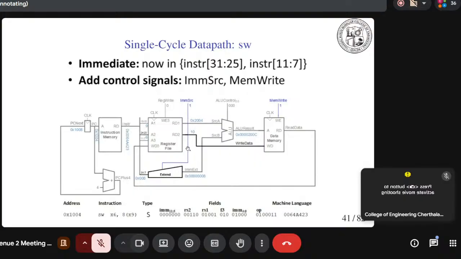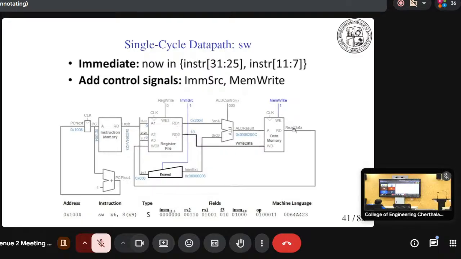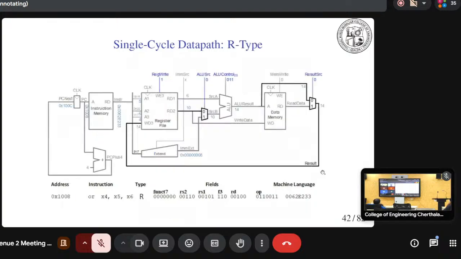Another difference is that we have a read data, and the data is written into the memory. For the store word, the data is written into the data memory. So this is the difference with the store word instruction.